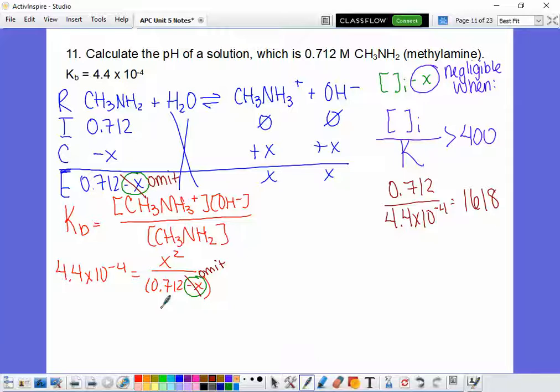All right, so now let's finish out the problem. So now that we have 4.4 times 10 to the negative 4 equals x squared over 0.712, what's x? What'd you get?